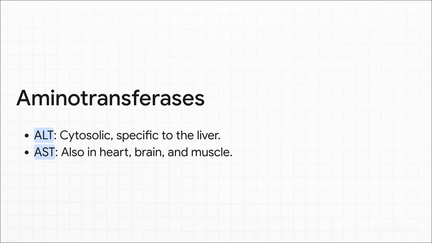On the other hand, we have aspartate aminotransferase, or AST. AST exists as both cytosolic and mitochondrial isoenzymes, but crucially, AST is not specific to the liver. You'll find it widely distributed in the heart muscle, skeletal muscle, the kidneys, and even the brain. Therefore, if you see an isolated elevation in AST without a corresponding rise in ALT, that could very well indicate a non-hepatic pathology. We're talking things like a myocardial infarction or rhabdomyolysis.